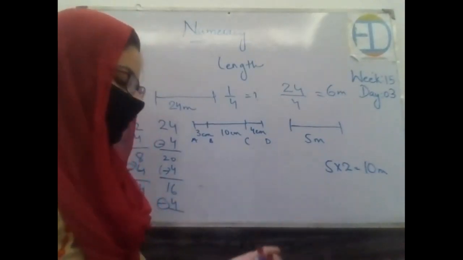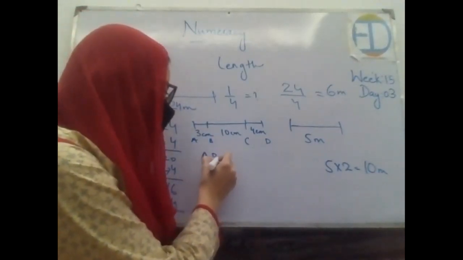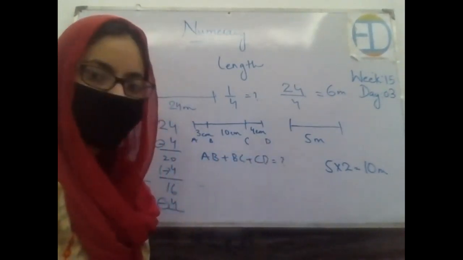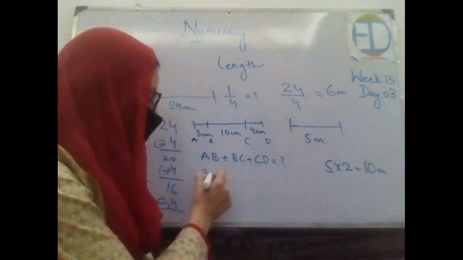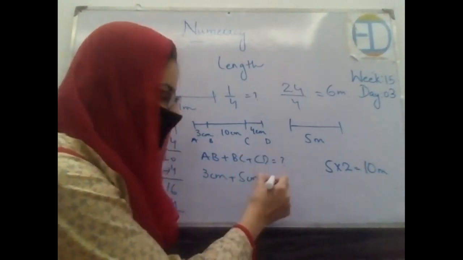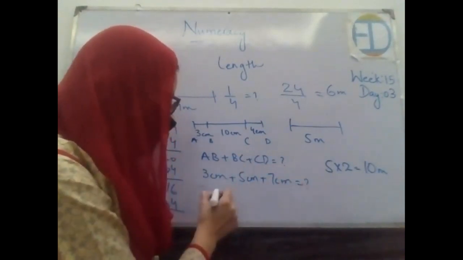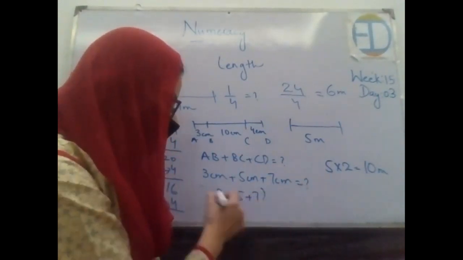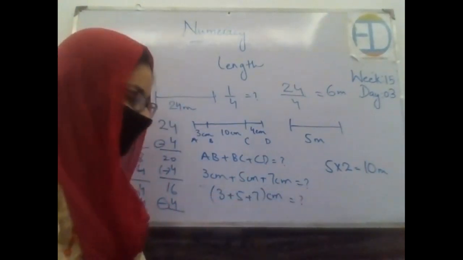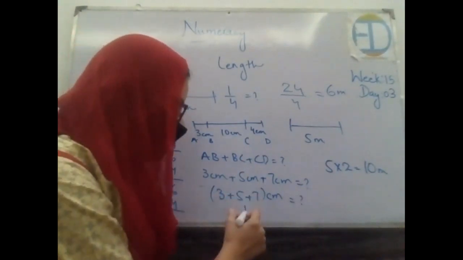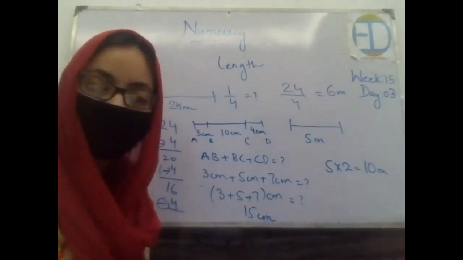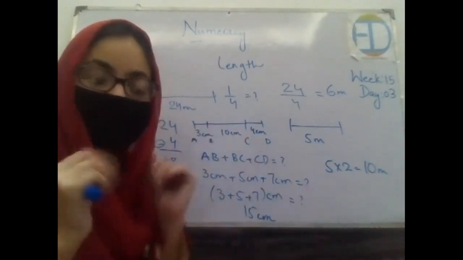Now you are supposed to find the answer of AB plus BC plus CD. So we will write their values. AB is 3 centimeter, BC is 5 centimeter, and CD is 7 centimeter. We will add them together, 3 plus 5 plus 7, and we will take a common of centimeter. Now 3 plus 5, 8 plus 7, 15. This means this length is a total of 15 centimeter. This is how we measure it together, right?